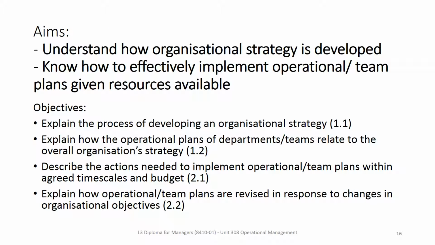So, just to recap on what our aims and objectives were for this session, the first was to understand how organisational strategies develop. We've talked about the 3 areas, and then the stages we go through and what we need to do to make it happen, and then know how to effectively implement operational team plans given the resources available. We've talked about how those plans might be put in place, how they're linked to the organisational strategy, how we use SMART objectives, etc., and how different teams may rely on other teams to get them through that.